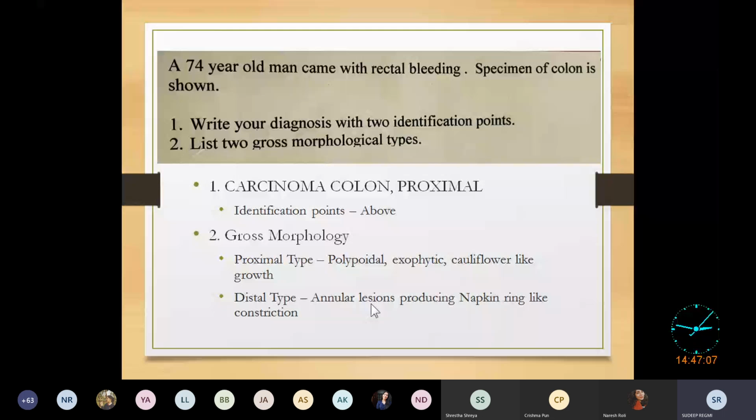Whenever there is a constriction, the patient will not pass stool. Then there will be constipation. The patient will present with constipation for many days. So the presentation will be different in these 2 types. You should know whether it is a proximal type or a distal type. If it is a distal type, then it will present with constipation. So chances of early detection are more in case of the distal type of adenocarcinoma.